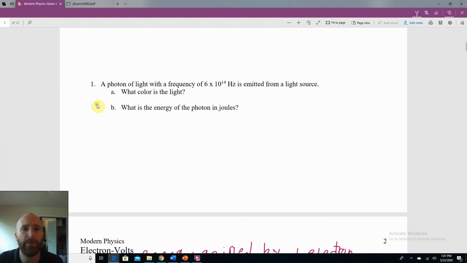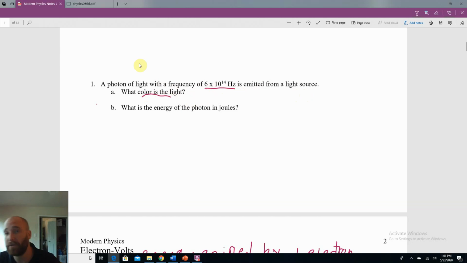So as a quick review for calculating the energies of this light, which you may have picked up on, that's something we're going to deal with a bunch. Let's try number one together. A photon of light with a frequency of 6 times 10 to the 14 hertz is emitted from a light source. So we've got a frequency. What color is this light?